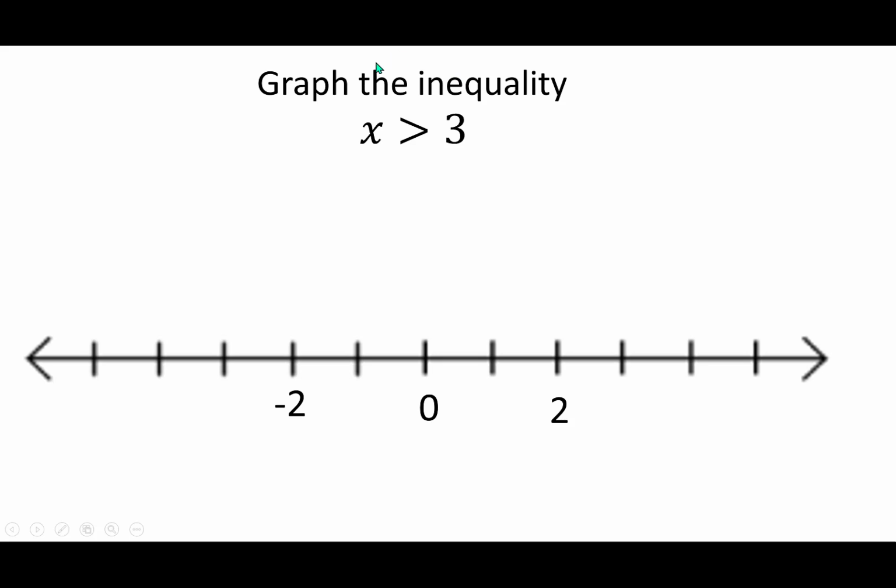All right, so looking at this first one, I've got x is greater than 3. So it is greater than, right? That tells me I'm going to do an open dot on 3. Now, because it's greater than, I want any number greater than 3. So 2 is not greater than 3, but 4 is. So I'm going to be shading to the right.